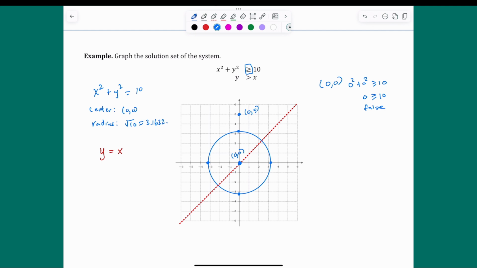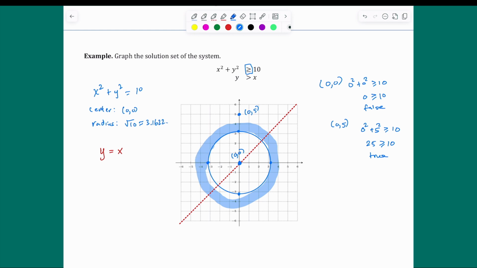And so it looks like we're shading the exterior of that circle. But let's try 0, 5 just in case we messed up graphing it. So 0 squared plus 5 squared, is this greater or equal to 10? So we get 25 greater or equal to 10, and that is true. So we're definitely going to be shading outside of the circle. Now we just got to figure out what part meets with the next inequality. All right, so let me finish shading this real quick here.